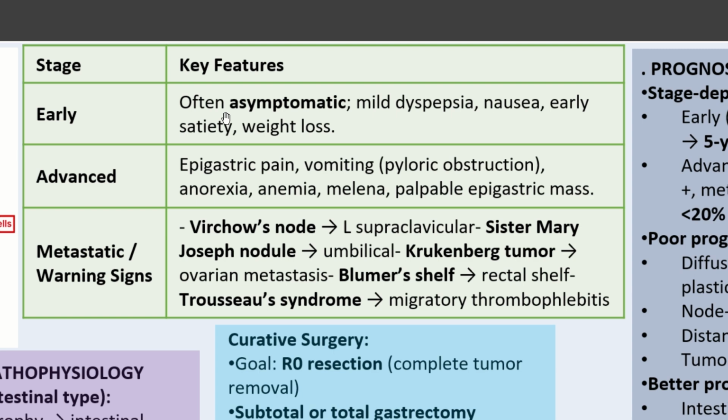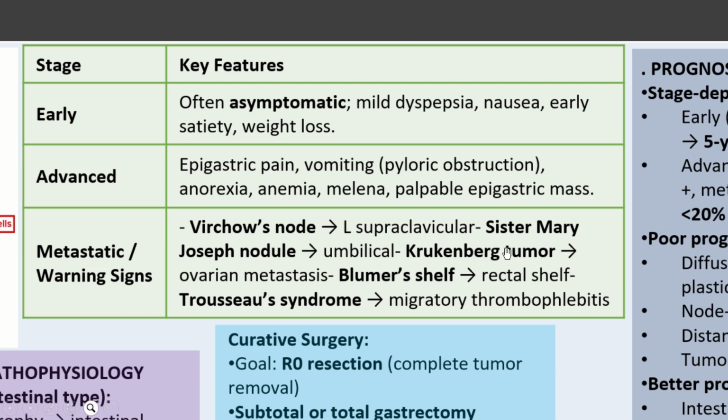Then we have anorexia, we have anemia, we have melena, which is of course bleeding, that black stool because of partially digested blood from the upper GIT. Then you have palpable epigastric mass. When we look at the metastatic warnings, and I told you the Virchow node is very important to show that things have gone out of hand. Then we have the Sister Mary Joseph nodule, which is at the umbilicus. So when you look at the umbilicus and we have this Sister Mary Joseph nodule, we can tell that this patient has advanced gastric carcinoma.